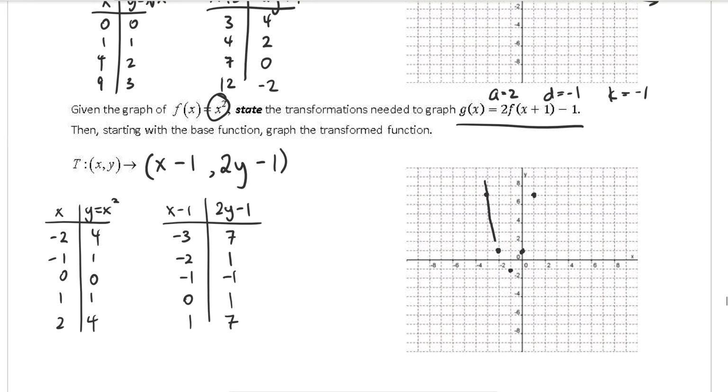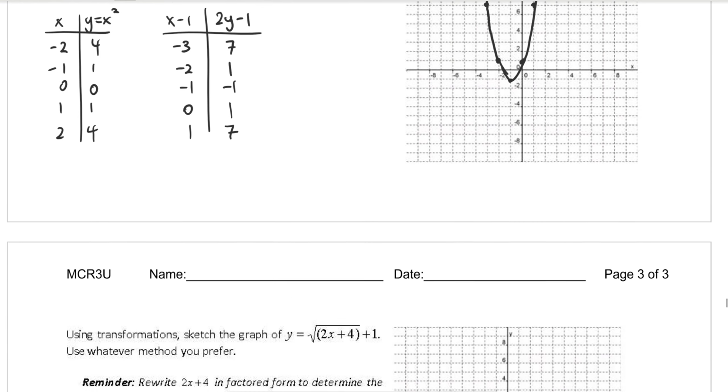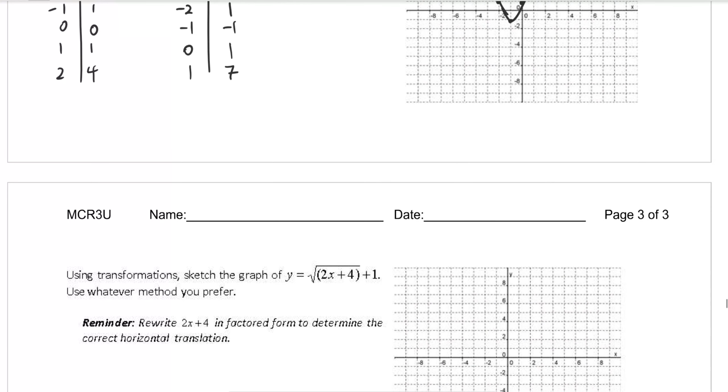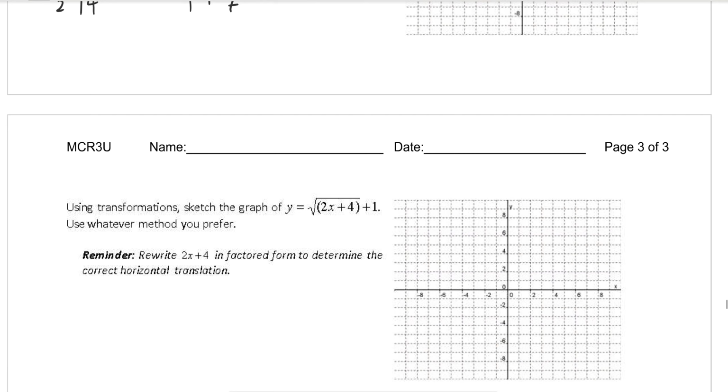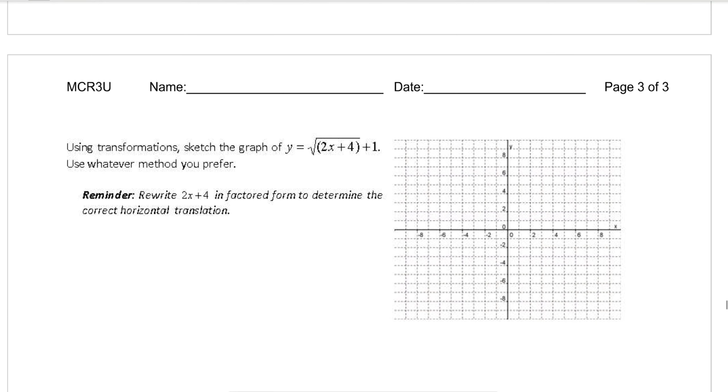So there is my parabola, and you're done. Okay, let's look at another one. Square root of 2x plus 4, plus 1. There's something you have to remember here. Remember, you have to rewrite 2x plus 4 in factored form so you can figure out your horizontal translation.